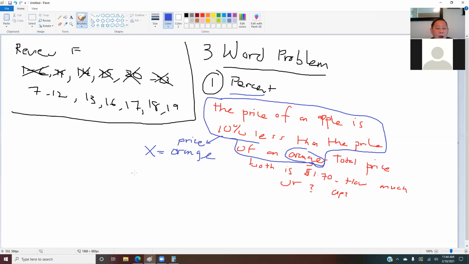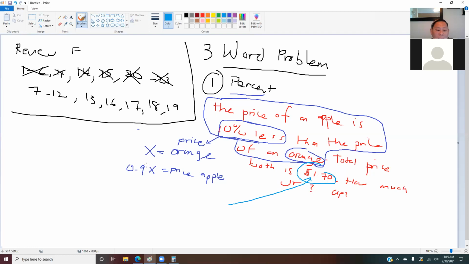Okay. And then what is the price of an apple? For the price of the apple, you say it's 10% less, because the price of orange is 100%. So if your price of apple is 10% less, what is 100 minus 10? So that will be 90%, right? So 90% in this case will be 0.9x. So this is the price of an apple, which is 0.9x. The price of orange is 1x. So the total price in this case is $1.70.